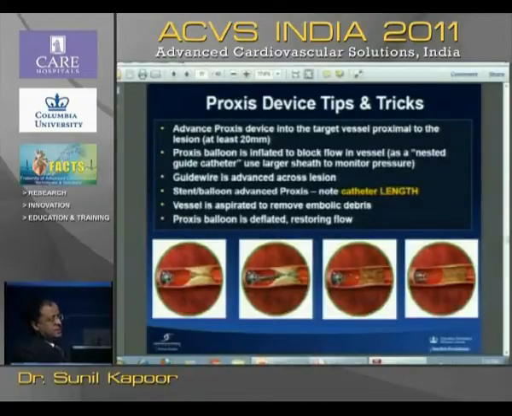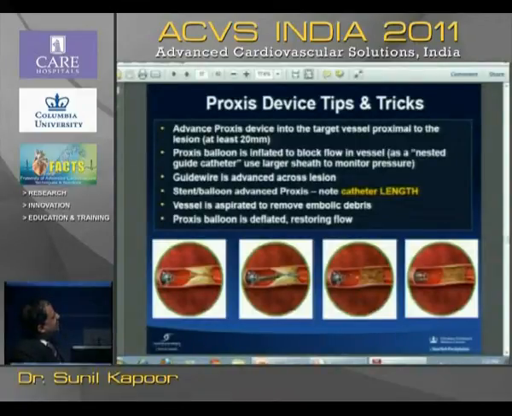What are the tips and tricks? Advance the Proxys device in the target vessel proximal to the lesion, at least 20. Here we call it a takeoff zone. For the filter as well as the balloon, you have a landing zone. For the proximal device, you have a takeoff zone. Takeoff zone should be 20 millimeters at least, and so that's why you cannot use it for very proximal lesions and ostial lesions.